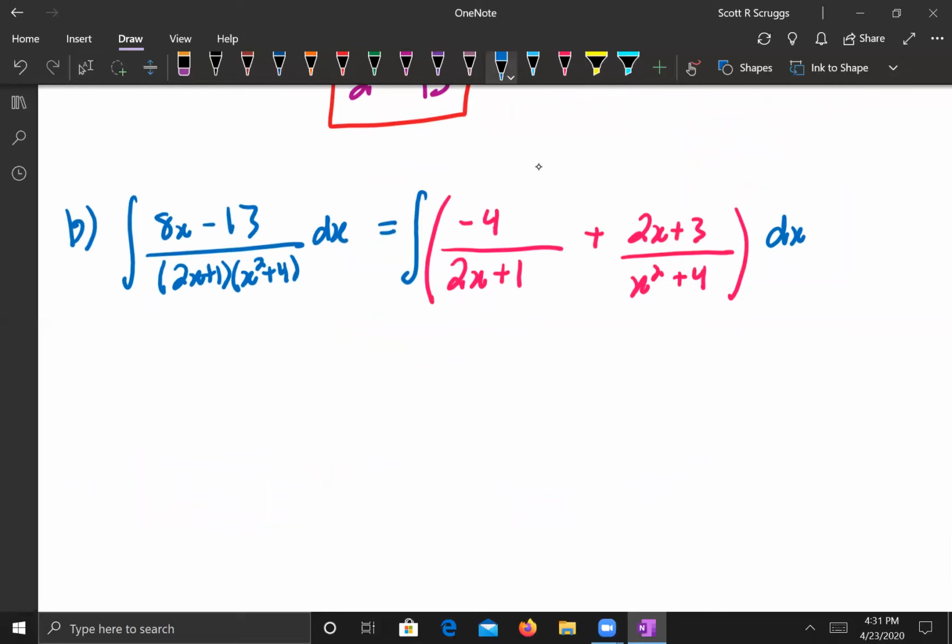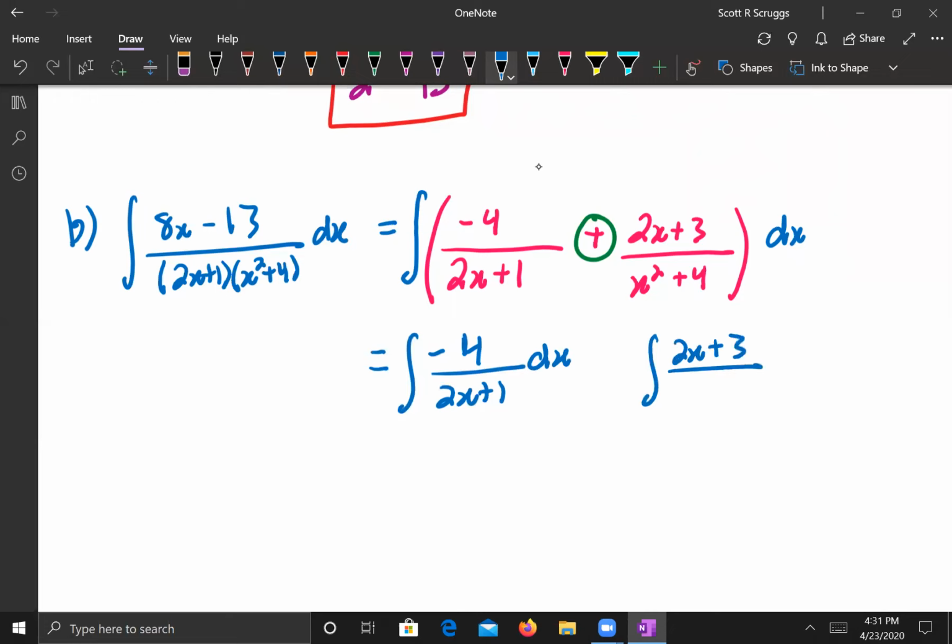Integrals are linear, so I have an addition between the two rationals on the right-hand side. So I can use my property of integrals that says, take the integral of the first term, take the integral of the second term, join them together by addition or subtraction. All right, and let's see how we can do that.